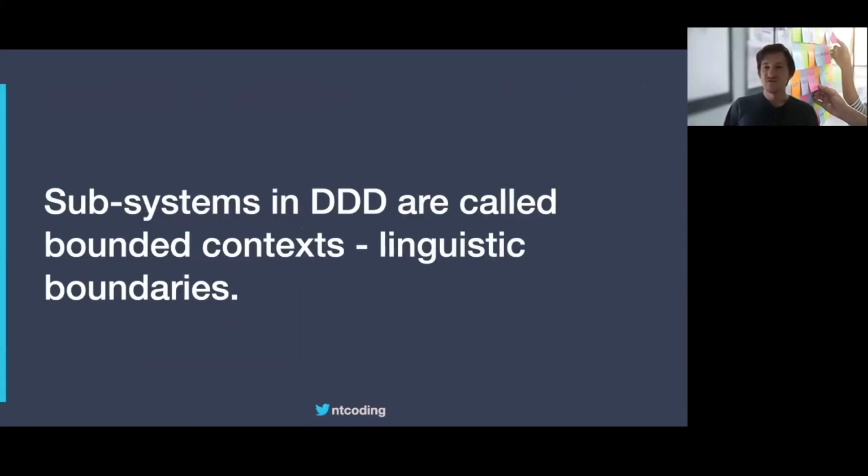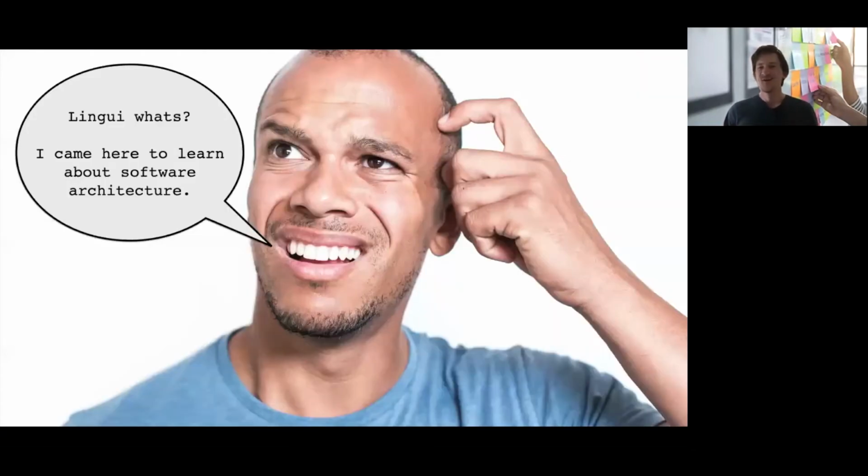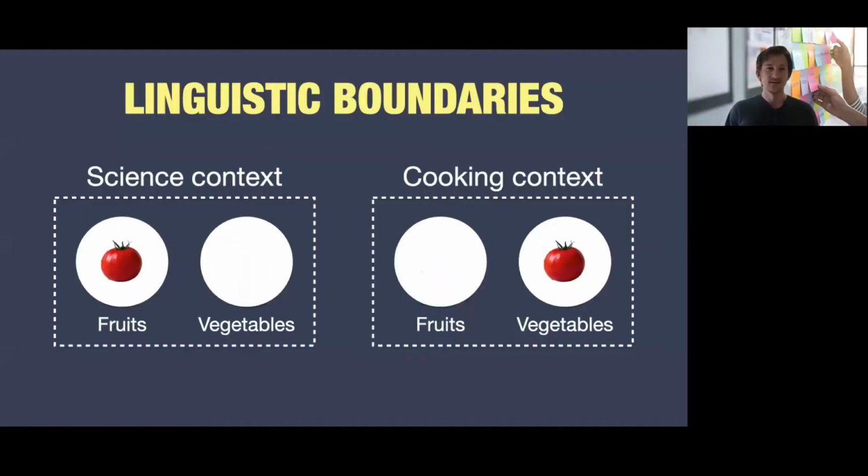And so domain-driven design says you should break your system down into subsystems called bounded contexts. And bounded contexts are linguistic boundaries. And whenever I say that, people always say to me, what's a linguistic boundary? What does that have to do with software and architecture and DDD? I'm lost. Can you explain things, please?